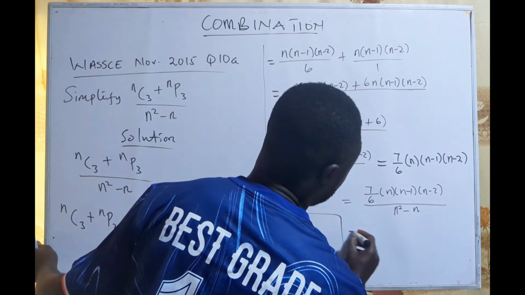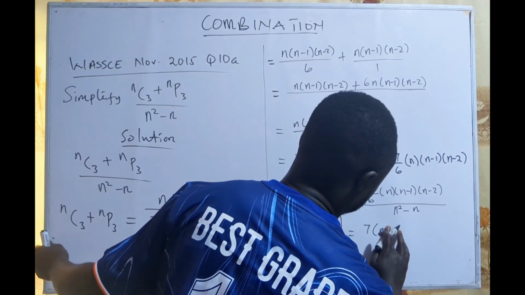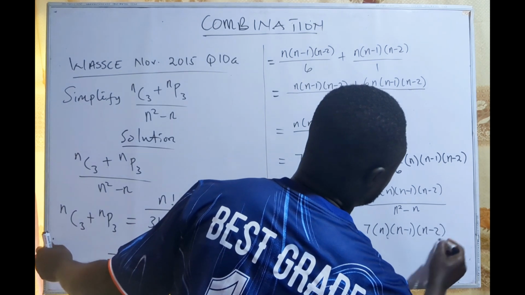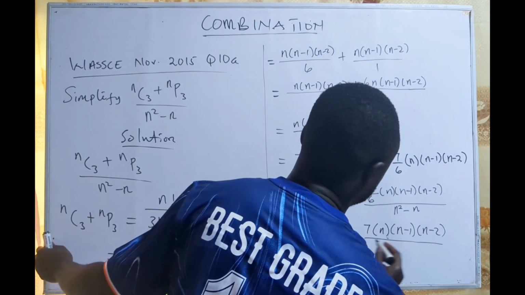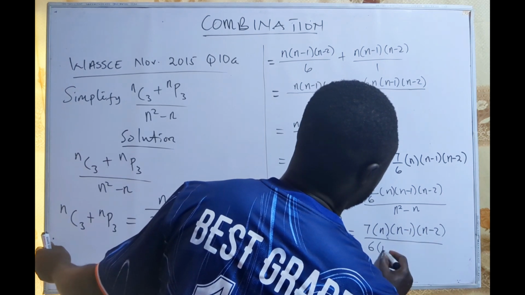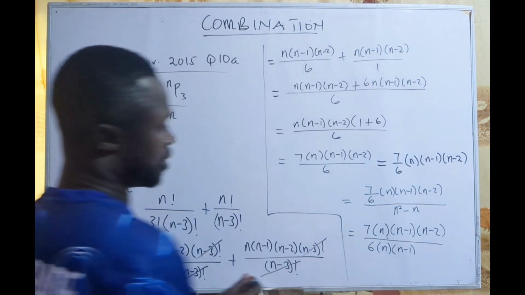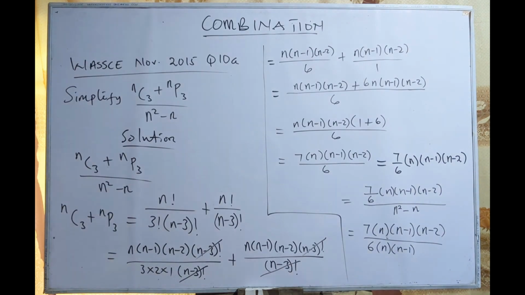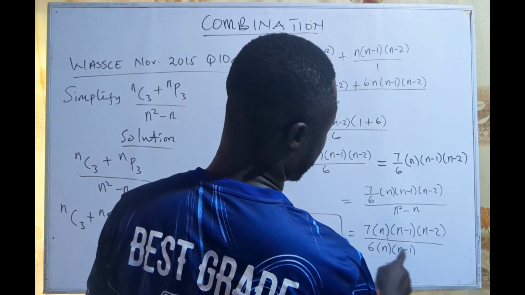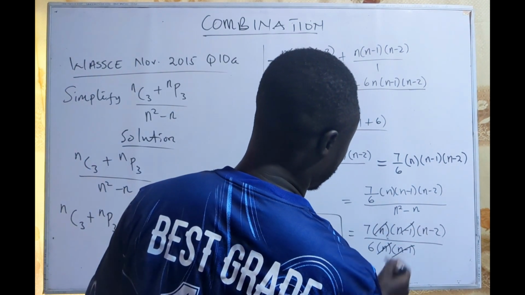So we are going to have in general 7 times n minus 1, n minus 2, then all divided by 6. So when you factorize this, we have n out, and then n minus 1. So this is what we can have. Alright. So when you factorize, n will come out, and they have n minus 1. So n is going to cancel n. n minus 1 will cancel n minus 1.